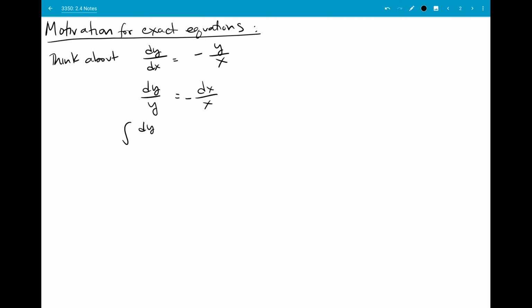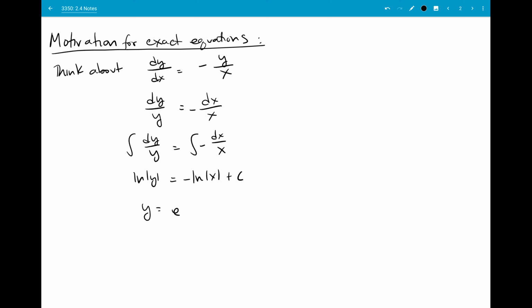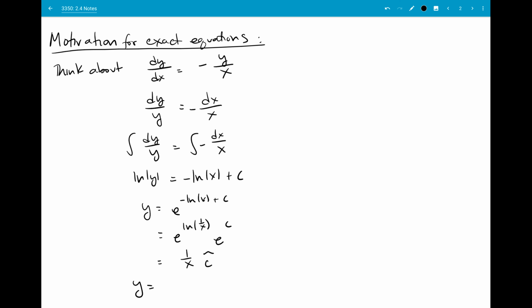If I integrate both of those, I get natural log of y is equal to minus natural log of x plus a constant. When I solve for y, I get y is equal to e to the minus natural log of x plus a constant, which is e to the natural log of 1 over x times e to a constant. That's just some different constant times 1 over x. So I already know how to solve that differential equation.